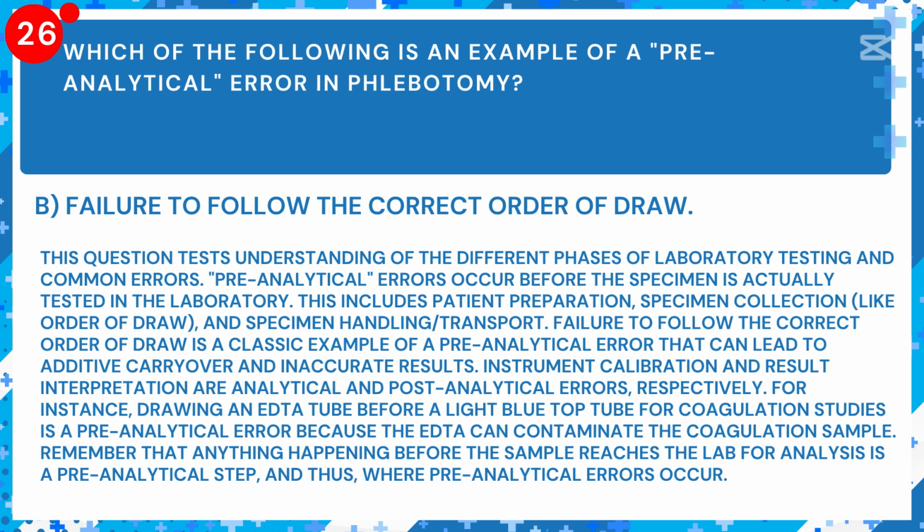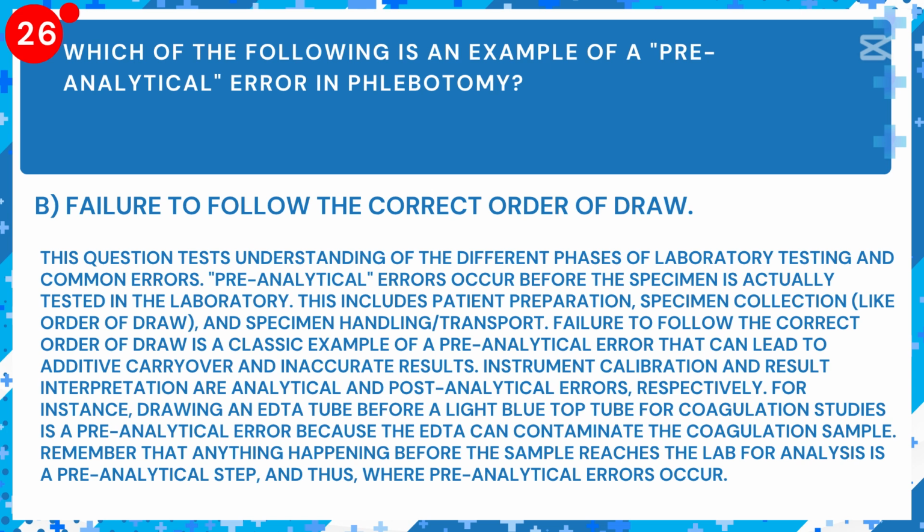Answer: B. Failure to follow the correct order of draw. Explanation: this question tests understanding of the different phases of laboratory testing and common errors. Pre-analytical errors occur before the specimen is actually tested in the laboratory. This includes patient preparation, specimen collection, like order of draw, and specimen handling and transport. Failure to follow the correct order of draw is a classic example of a pre-analytical error that can lead to additive carryover and inaccurate results.